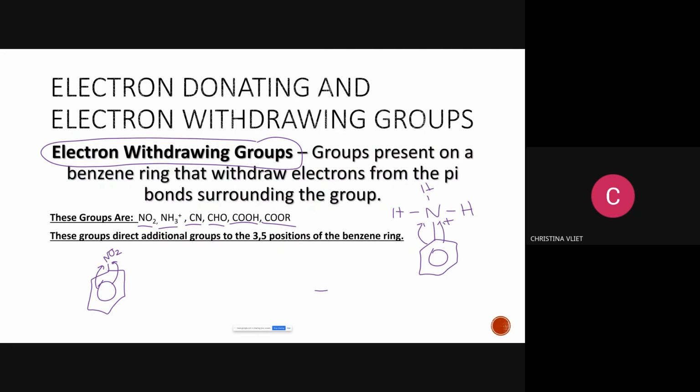Electron withdrawing groups withdraw electrons from the ring, and they're also called deactivators. They basically deactivate the 2, 4, and 6 positions. They deactivate the ring, which technically makes it less reactive. But if it reacts, it directs to the 3 and 5 positions. Which means where? If my NO2 is here, where's 3 and 5?